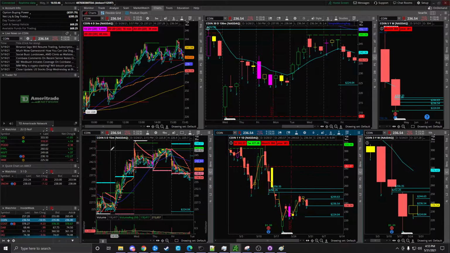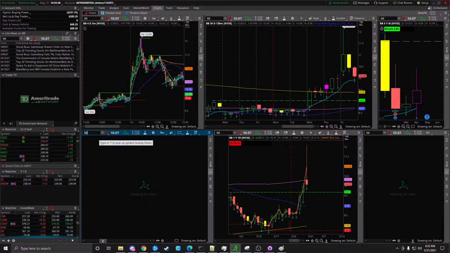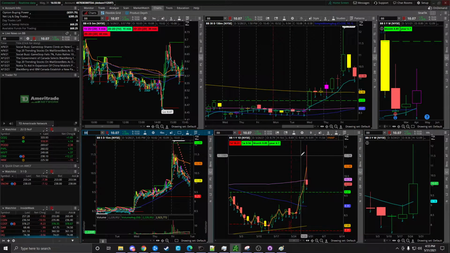BlackBerry. BlackBerry? Sure. Well, it's a meme stock, so it kind of did that. It's probably going to die. Unless Wall Street Bets survive it, it's going to die again. BlackBerry to the moon. Maybe.